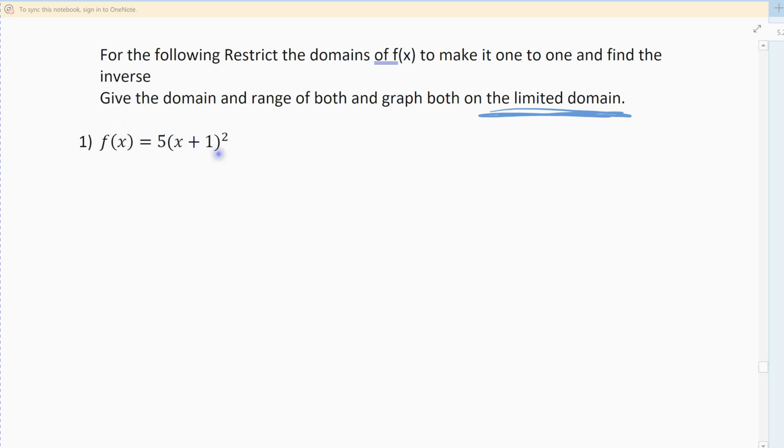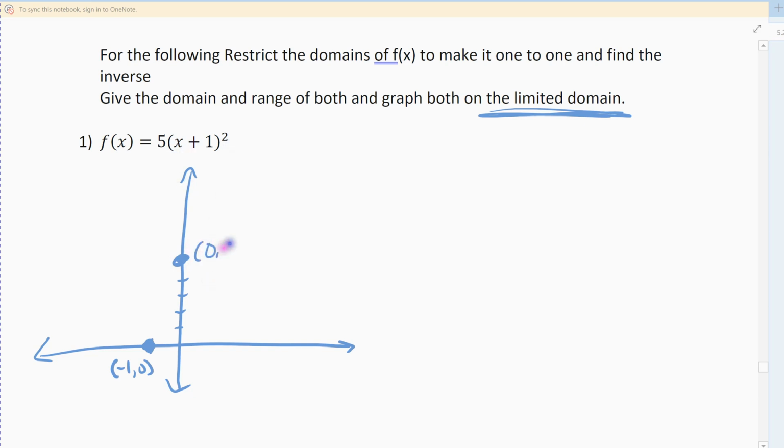Alright, so this is a parabola that opens up. So it's not originally one-to-one. But I'm going to limit its domain. So first of all, I'm going to graph it as it is. So it's the parabola x squared function that's been shifted to the left 1. So it's been shifted over here. It's a -1, 0, and then stretched by 5. So that gives me the point when I plug in 0, I get 5 out, 0, 5.